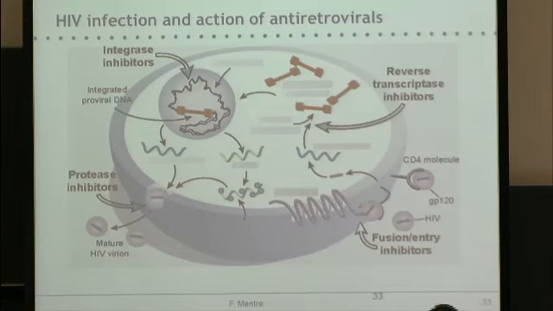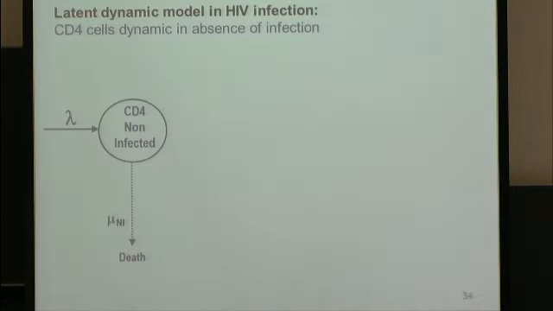So we want to explain that in a differential equation. So what are we going to do? First, in absence of any HIV infection, CD4 cells or T cells are produced and eliminated in our body. So it's easy to write an equation for that. I will call T the non-infected CD4 T cells, and that's their differential equation in human beings.